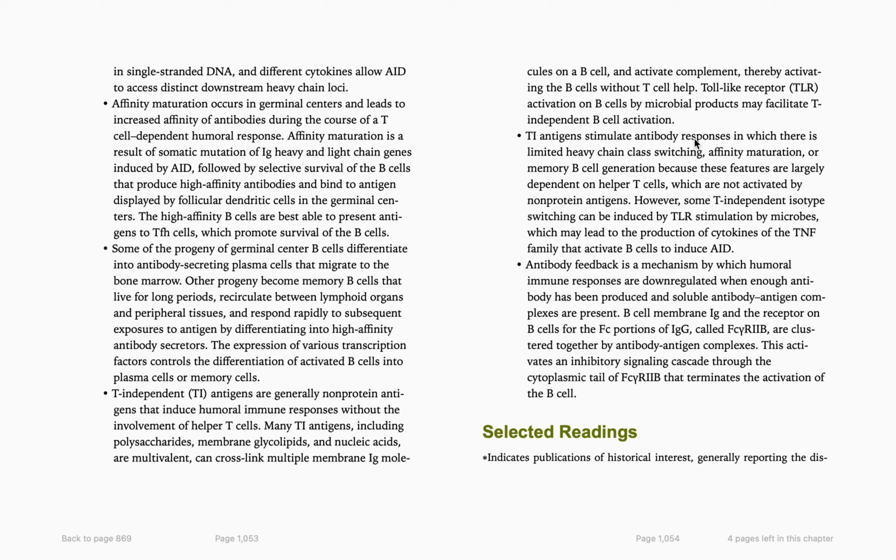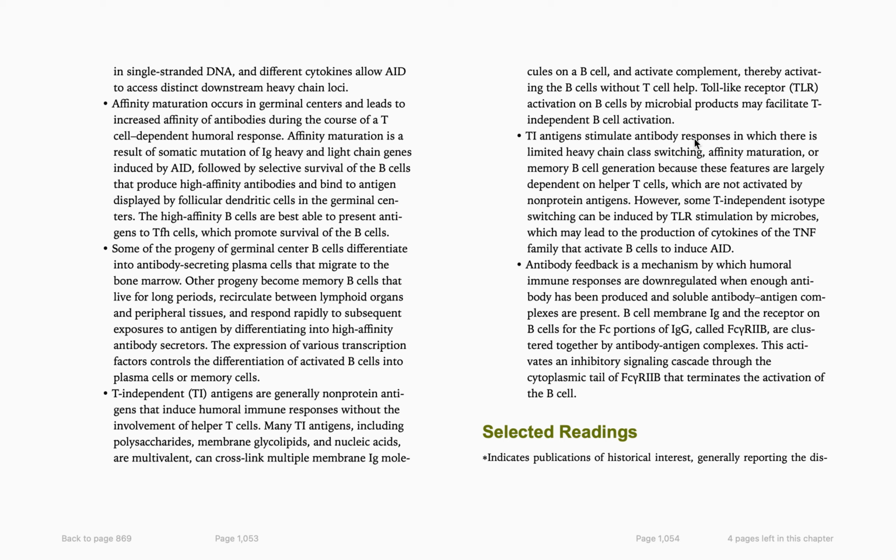Affinity maturation occurs in germinal centers and leads to the increased affinity of antibody during the course of T cell dependent humoral response. Affinity maturation is the result of somatic mutation of Ig heavy and light chain genes induced by AID, followed by a selective survival of B cells that produce high affinity antibodies and bind to antigen displayed by follicular dendritic cells in the germinal center.